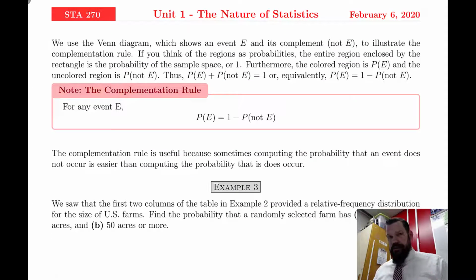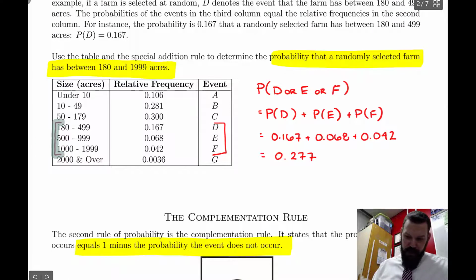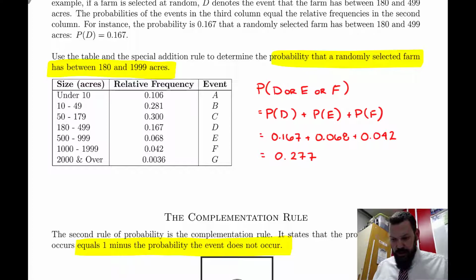So let's look back at the farm example. For part A, it says find the probability that a randomly selected farm has less than 2,000 acres. When we scroll back up to the farm values that we were given, the probability that the farm has less than 2,000 acres would encompass every row except for the last one. So rather than add the probability of A, B, C, D, E, and F, we can look at the probability of event G, which is that it has over 2,000 acres, and we could just subtract that from 1, and we're going to get the sum of all the values from A to F.